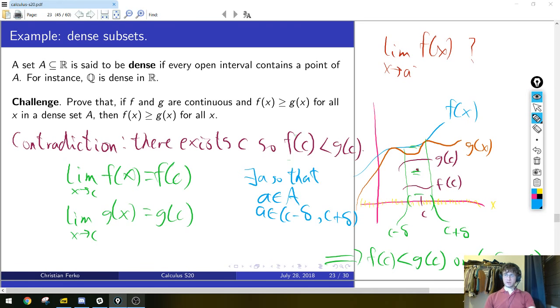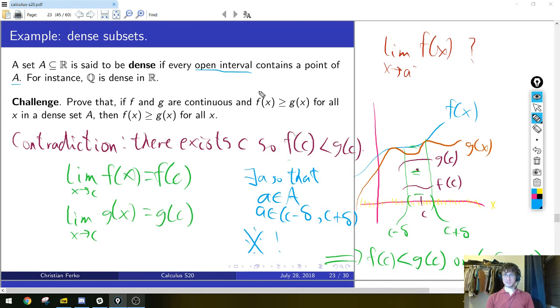So all we need to get our contradiction was the definition of dense. Because we've shown that f is less than g on an open interval. Dense tells us that every open interval contains a point of the dense set. So by definition, there's a point of the dense set in this interval. That's the contradiction. Because if you're in the dense set, f of u is bigger than or equal to g of u. But if you are in the interval, f of u is less than g of u. And you cannot simultaneously have both. So this is the contradiction. Sometimes people use this symbol for contradiction.